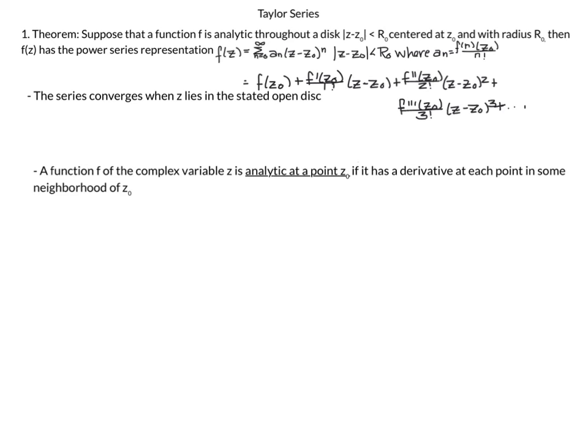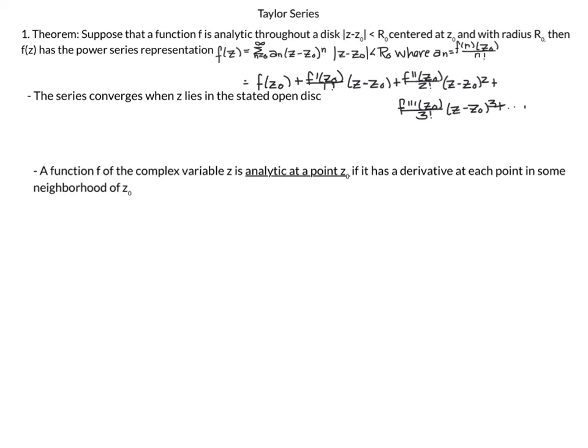Okay, so finishing reading our theorem. So we have a function f. It's analytic throughout a disk, centered at z naught and with radius r naught. Then f of z has the power series representation. f of z is equal to the summation from n equals 0 to infinity, a sub n times z minus z naught raised to the n. And here we have our formula for our a sub n coefficients. So a sub n is equal to the nth derivative of f, evaluated at z naught, divided by n factorial. I can expand this definition out.